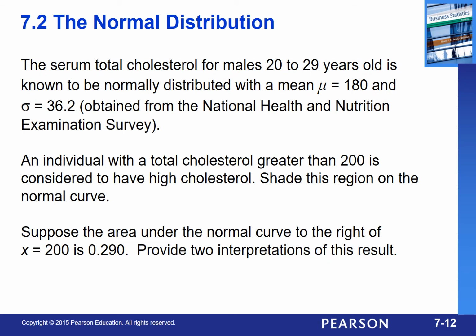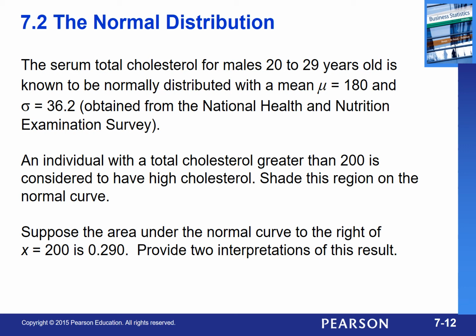Let's do an example. The serum cholesterol total for males 20 to 29 years old is known to be normally distributed with a mean of 180 and a standard deviation of 36.2. This is from the National Health and Nutrition Examination Survey. An individual with a total cholesterol greater than 200 is considered to have high cholesterol. Shade this region on the normal curve. So suppose the area under the normal curve to the right of 200 is 0.290. Provide an interpretation of the results.